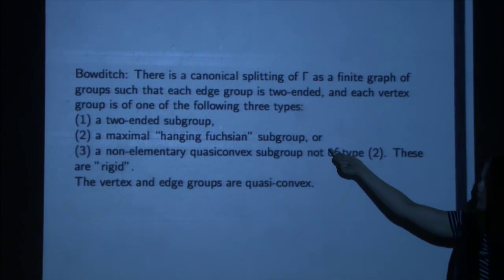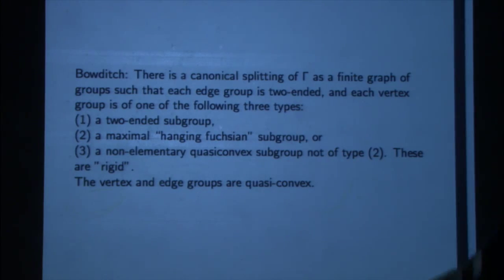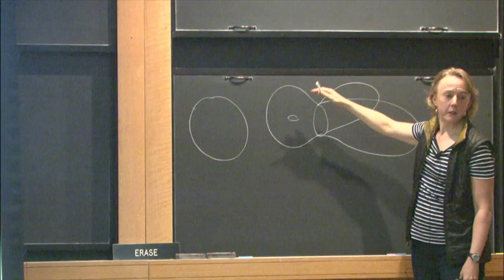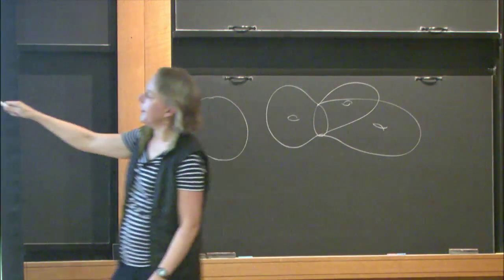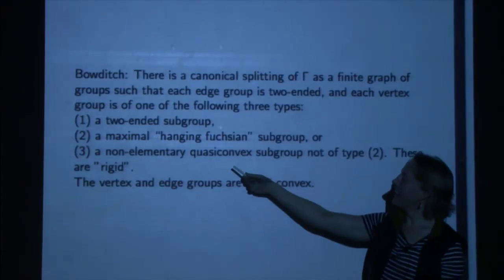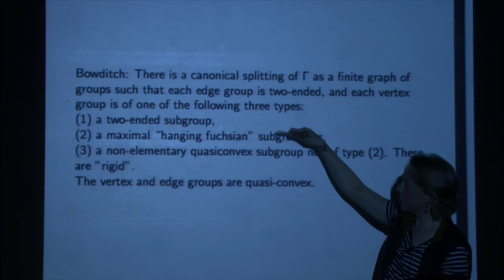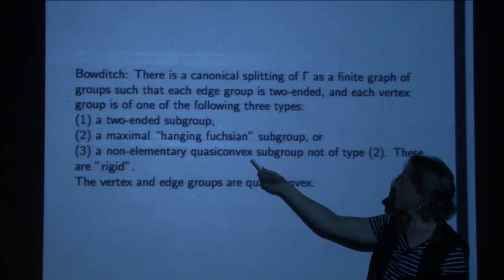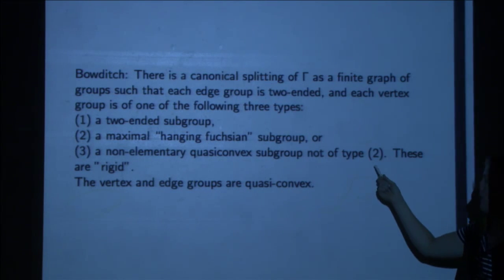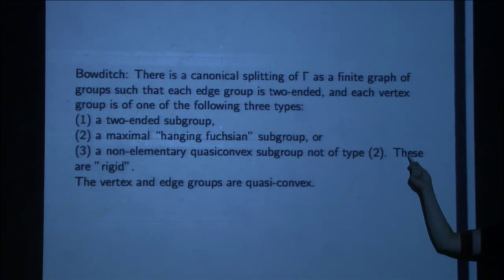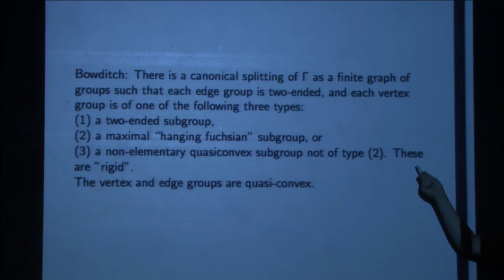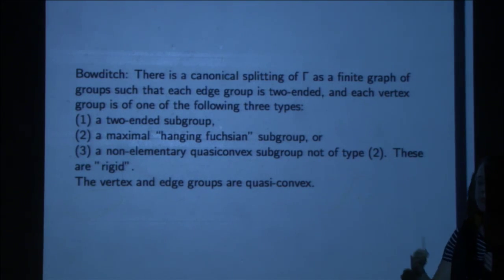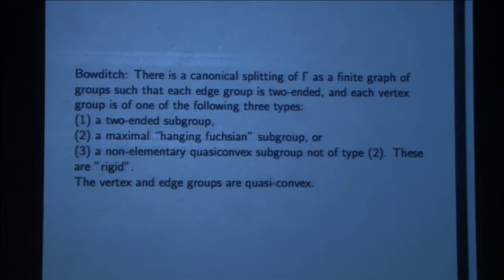I didn't like this terminology, hanging Fuchsian, but it's actually right because the Fuchsian groups are just hanging off. They're all floppy and hanging. So that's right. And then these groups are all non-elementary quasi-convex, which I didn't say. And there are also non-elementary quasi-convex subgroups not of type 2. Okay, so that's not very useful. But these are the ones that are rigid, and these subgroups don't have any more splittings. So those are the pieces.